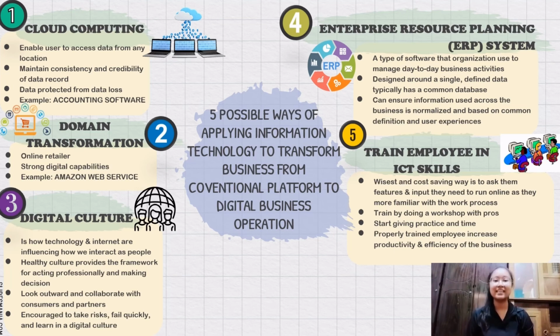Next, the second way that a company can transform the traditional business from a conventional platform to digital business operations is by following the way of domain transformation. Domain transformation works as an online retailer which provides a platform where sellers can show their products to customers to purchase with a single easy step. The entry to domain transformation is not possible if the company does not have a strong combination of digital capabilities. One of the examples is Amazon.